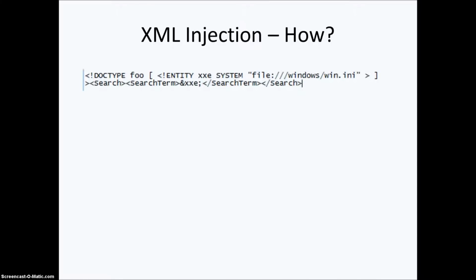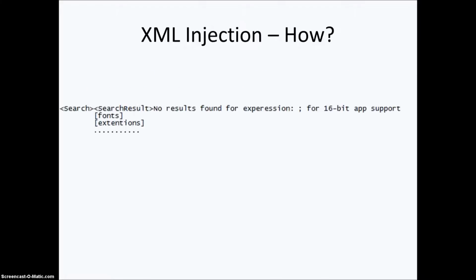Because this is an external reference, the value of XXE is evaluated dynamically. This means that the server is going to go grab the contents of win.ini and display them back to the user. It's going to look something kind of like this.